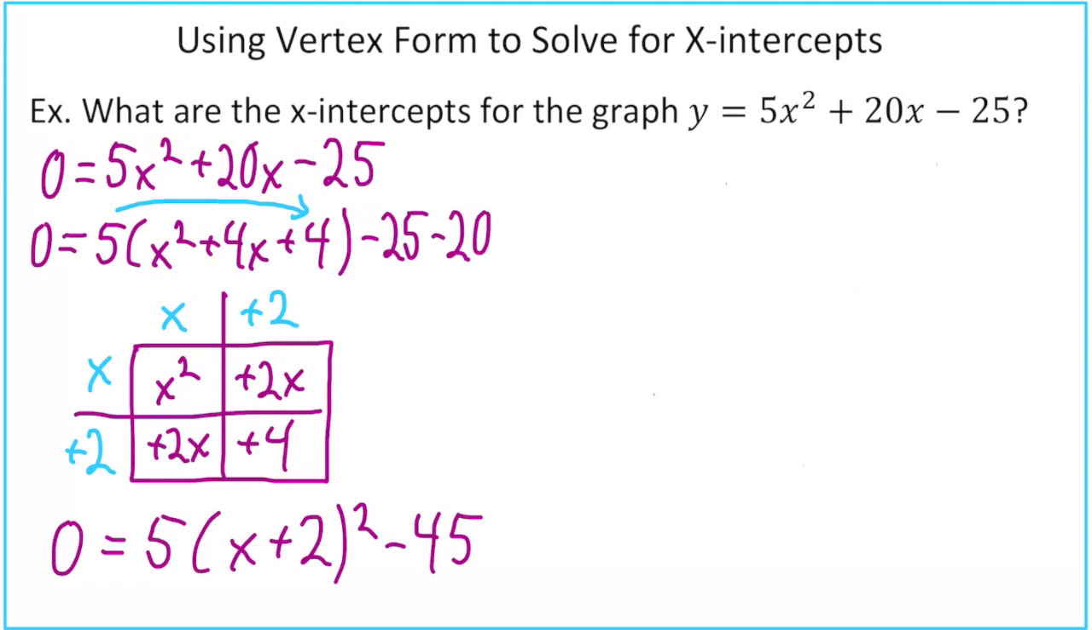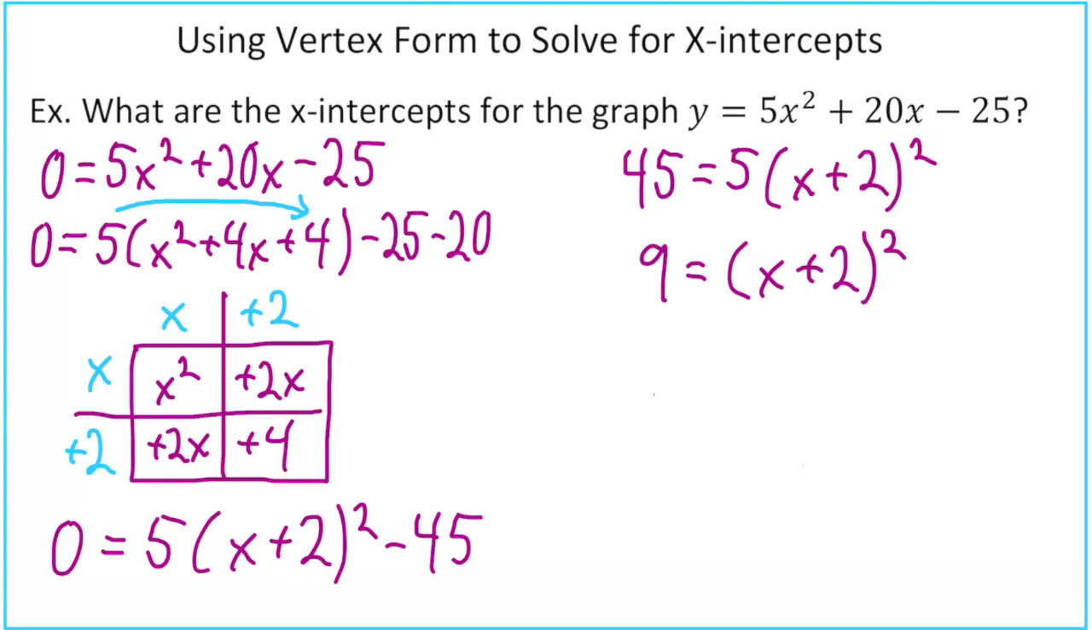Now, to start solving vertex form for x-intercepts, we would take our negative 45, and when that moves to the left side, it becomes a positive 45. Next step is to go ahead and divide both sides by 5, and 45 divided by 5 gives us 9. And then we're thinking something squared equals 9. Remember that something is going to be two possibilities. That's going to be positive or negative 3.